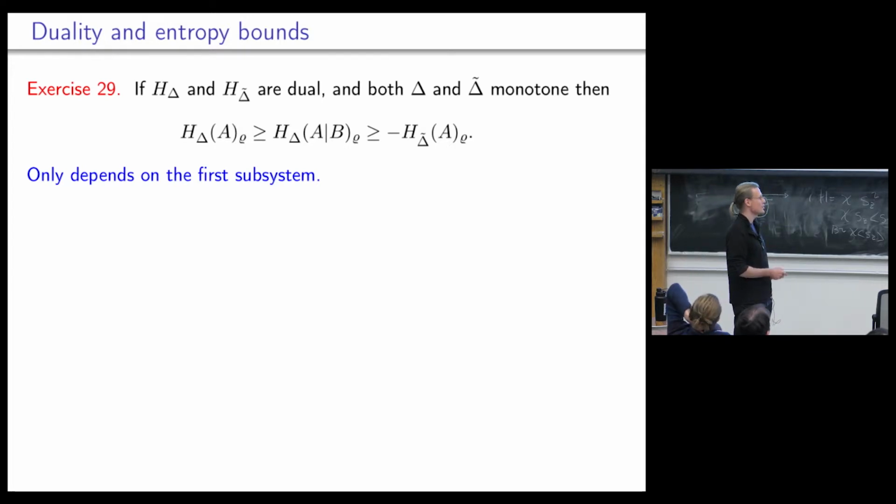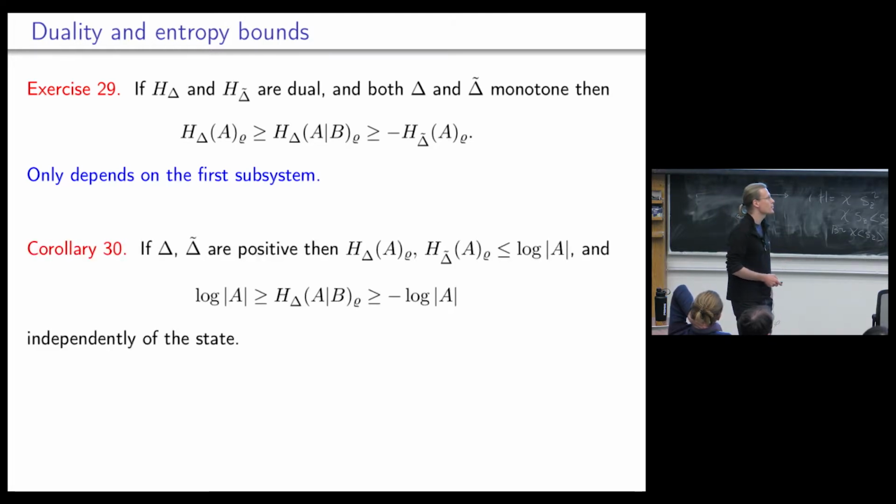Further exciting things about duality. One is that if two such functions are dual to each other and both of them are monotone, then we will get such bounds. So we have seen that conditioning reduces entropy. And if we apply this duality bound, then we will see that we also have a lower bound in terms of the entropy corresponding to this delta tilde. And this only depends on the first subsystem.